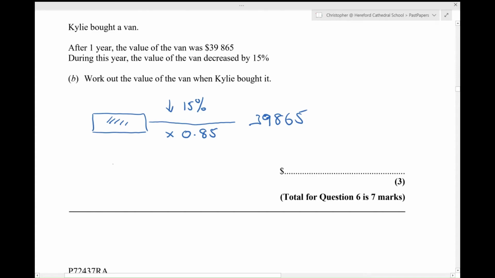So I'm going to need to do 39,865 divided by 0.85. And that gives me an answer of £46,900. So that's how much the van was worth when she bought it.